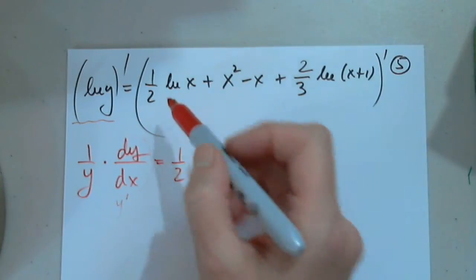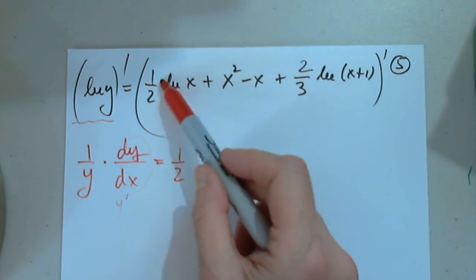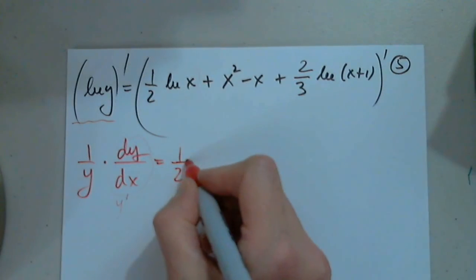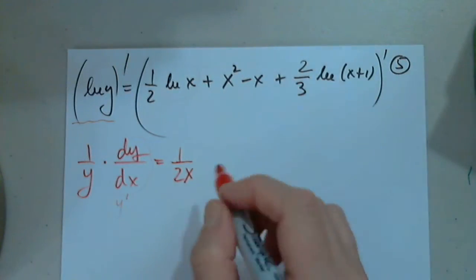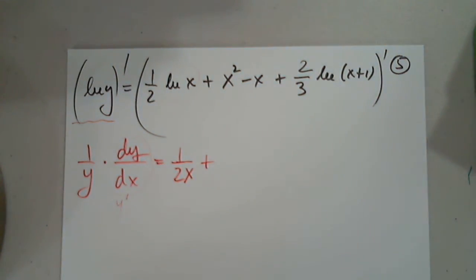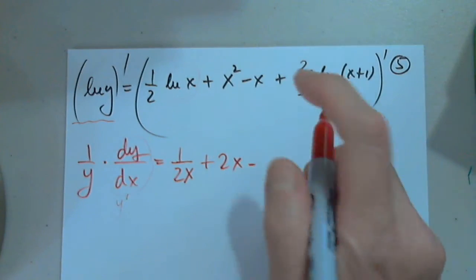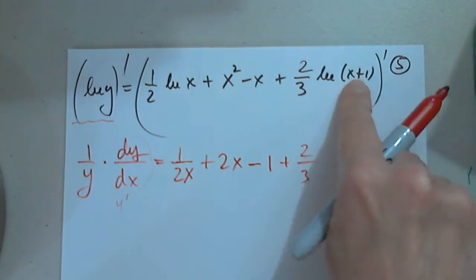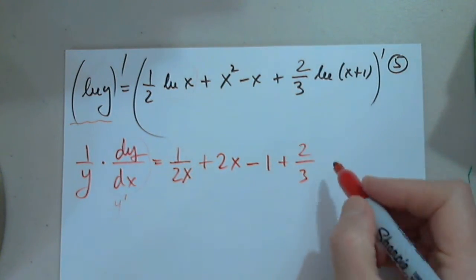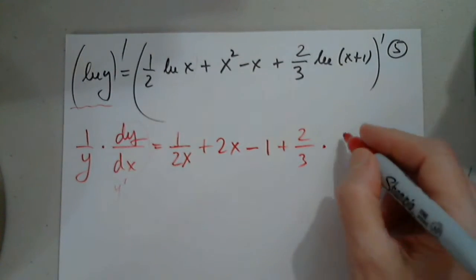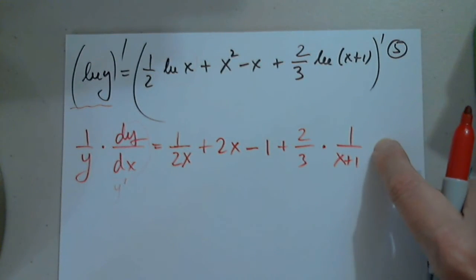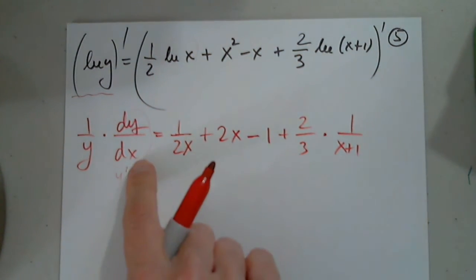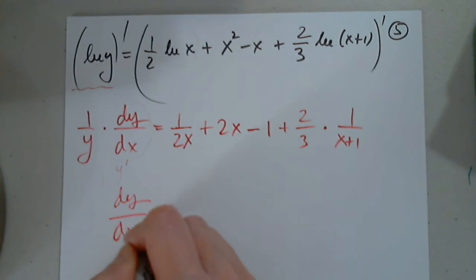So then we have 1/2. I differentiate this. What do I get? 1/x. Very good. I differentiate this. 2x. Good. I differentiate this. 1. Very good. I differentiate this. 1 over x plus 1, times the inner function prime. How much? 1. That's it. Now I'm solving for dy over dx.